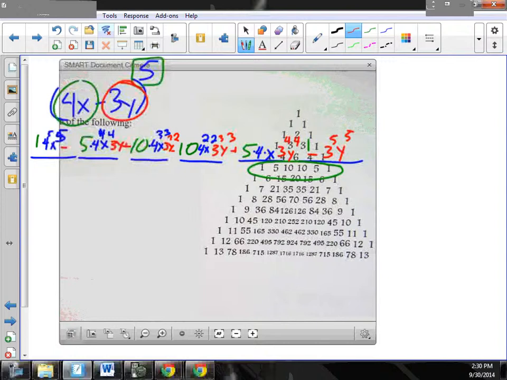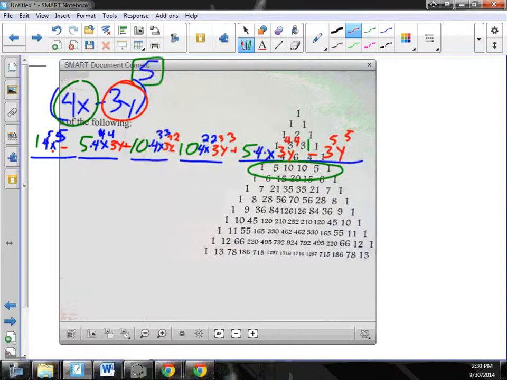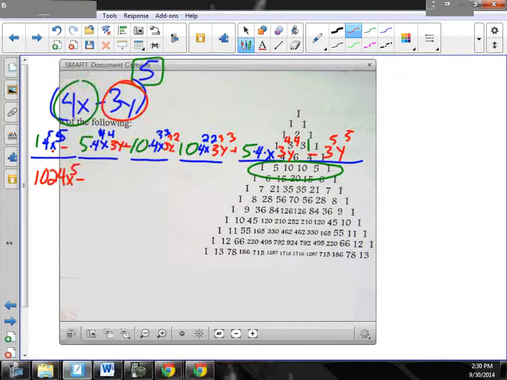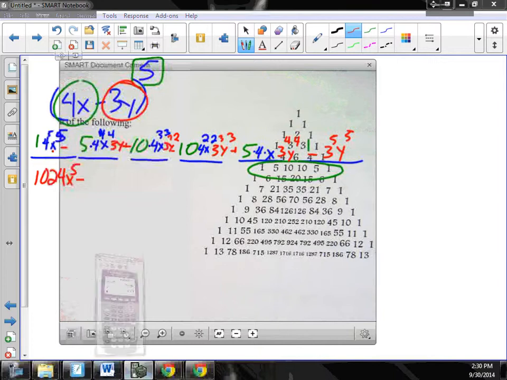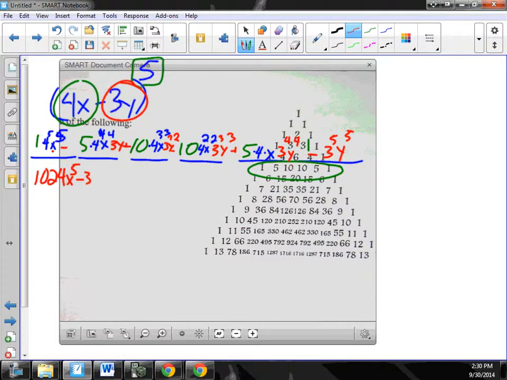So the first one is 4 to the 5th, x to the 5th. So 4 to the 5th is 1024. So 1024 x to the 5th minus. What numbers am I going to plug in for the second term? 5 times 4 to the 4th times 3. So 5 times 4 to the 4th times 3 is 3840. What are my variables? x to the 4th y.